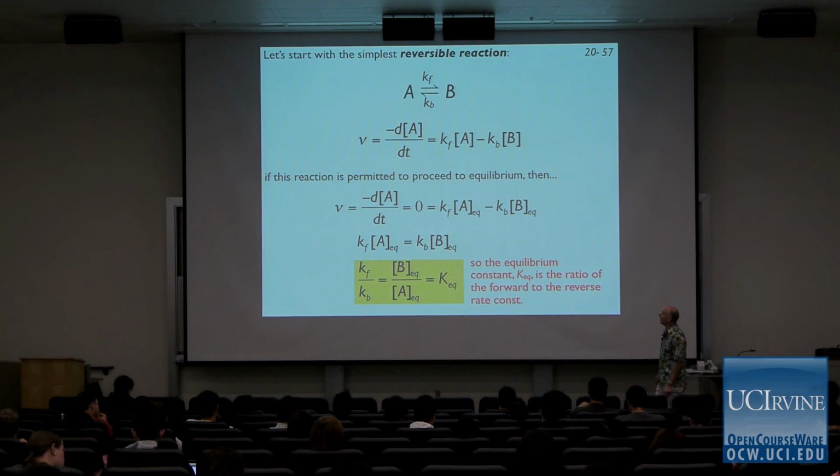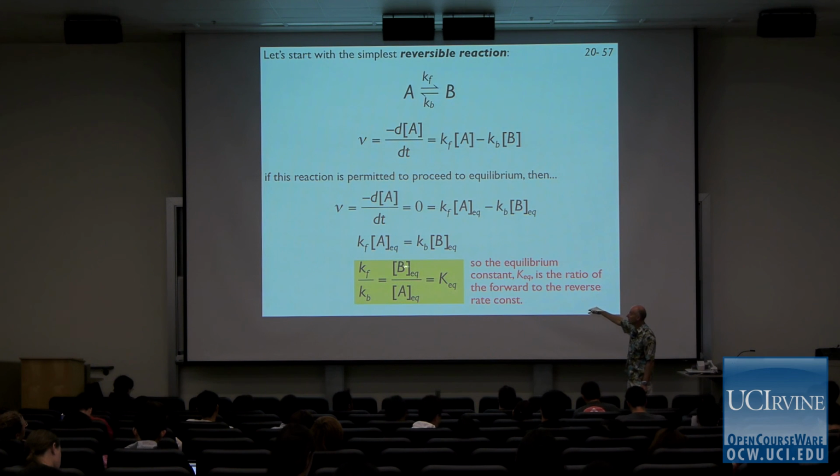Yes. The higher the forward rate constant, the larger the K equilibrium, the greater the extent products are favored with respect to reactants. It all makes intuitive sense.